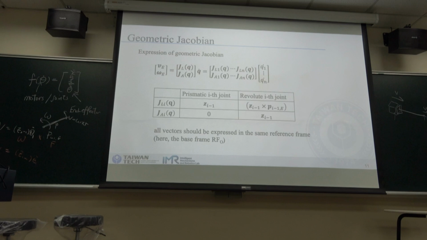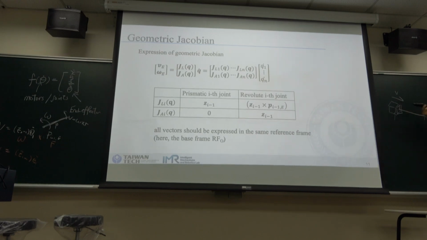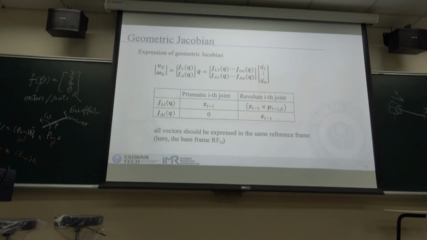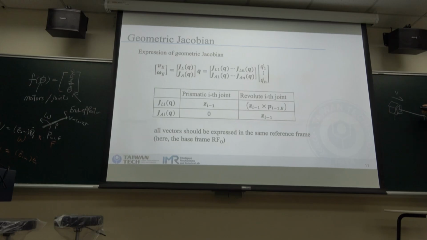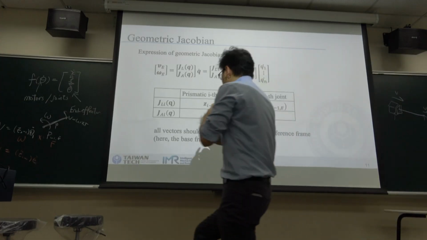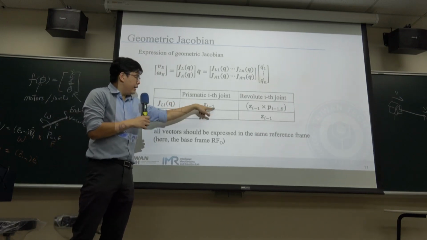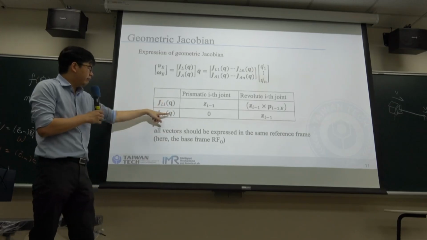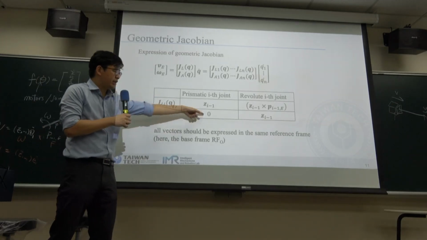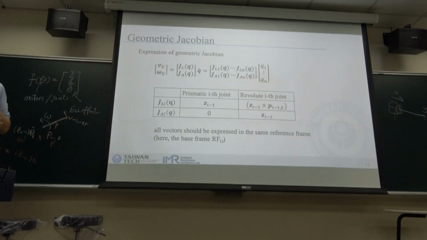So if you see this is a prismatic joint, it means that it moves linearly. And the velocity of this point is same as here, the joint. So the velocity will be the same. And for directions, because we know that the prismatic joint doesn't change the directions. So for the prismatic joint, the velocity is same as your joint velocity, and for the angular, the direction is 0. So this is how you map the geometric Jacobian.